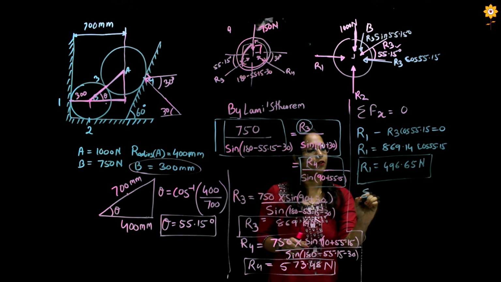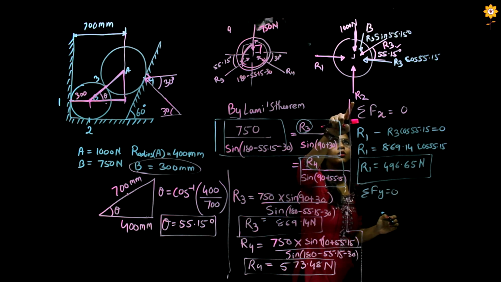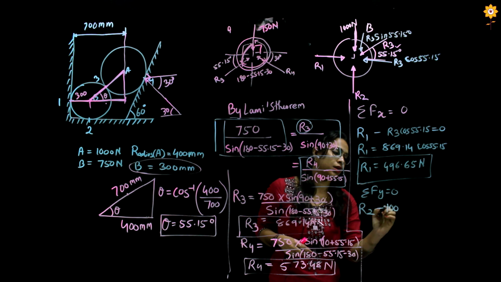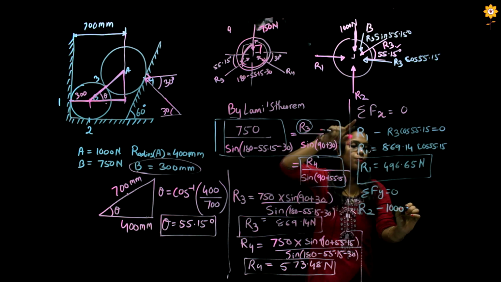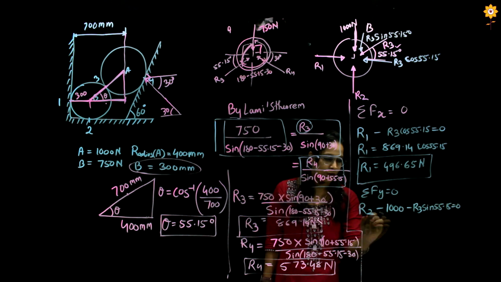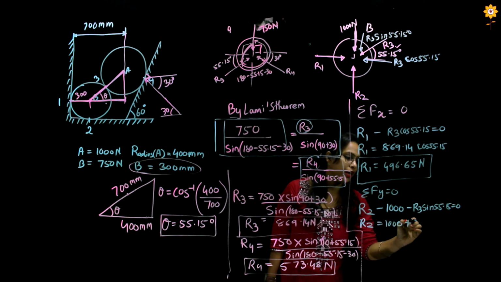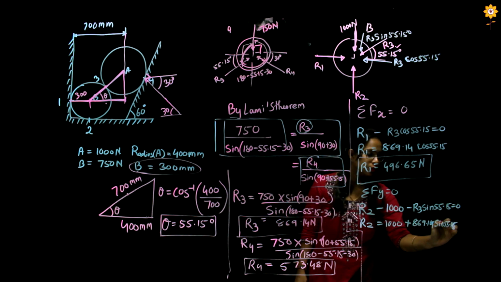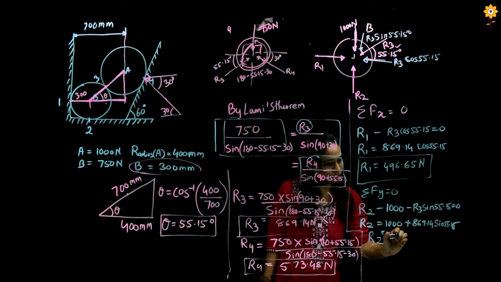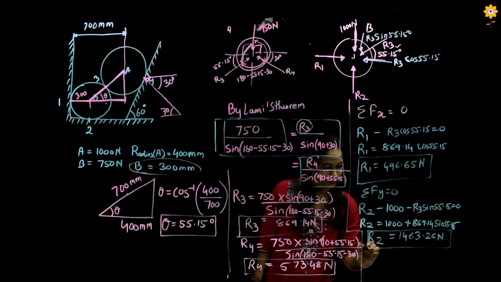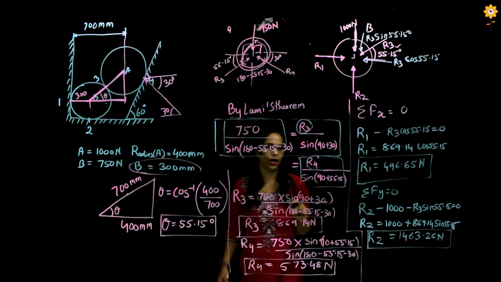Now I have R1. Now I'll solve for F of y equal to 0. For y, we have R2 as unknown first. R2 would be positive as it is going up, minus 1000, as it is going down, and also minus R3 sine 55.15 equals 0. I'll substitute R3 here, so I would get R2 equals 1000 plus 869.14 sine 55.15. If I solve this, I would get R2 equals 1463.26 newtons. So now I have the values for R3, R4, R1 and R2.